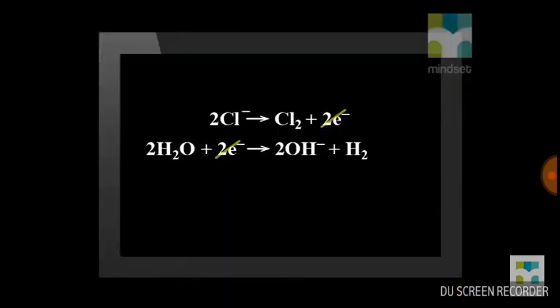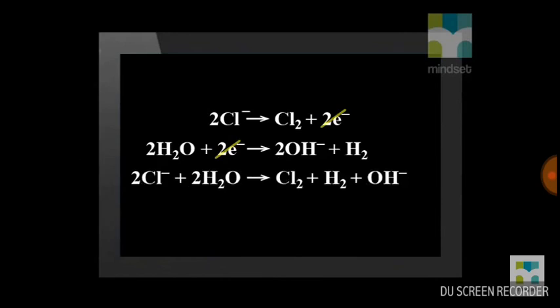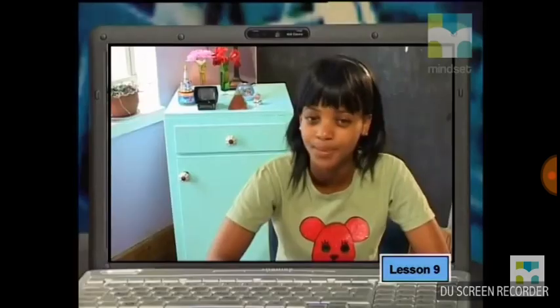gas. Now all we need to do is make sure that the electrons are balanced and add the 2 half reactions together. We cancel out the electrons and add the chloride ions and water molecule on the left. The final ionic reaction will look like this. 2Cl- plus 2H2O goes to form Cl2 plus H2 plus 2OH-.